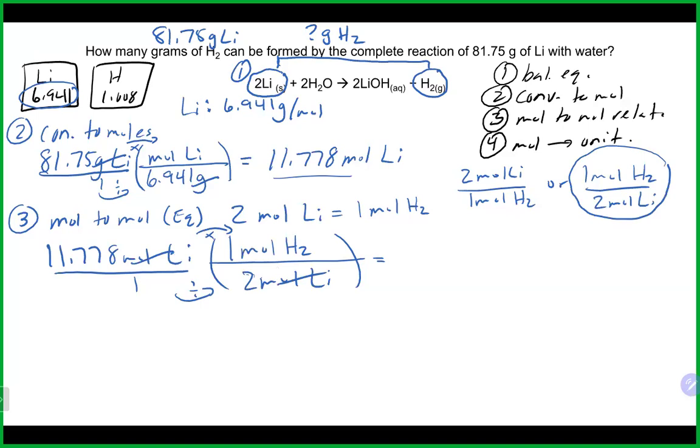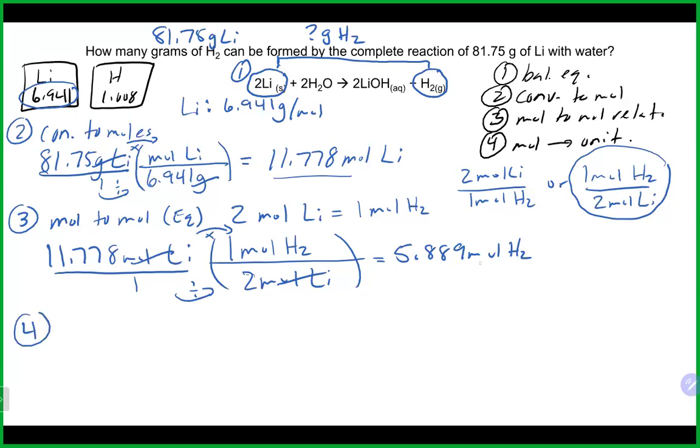And that's the big stoichiometry step that's going to take us from lithium, which is really not what we're interested in, to hydrogen, which is what we are interested in. So we're just going to divide that by 2. And that's going to get us 5.889 moles of hydrogen. In this case, this is not the end of the problem. It would be if we were interested in moles like the last one, but here we are interested in grams, right? So we do need to do that additional step, which is the 4th step.